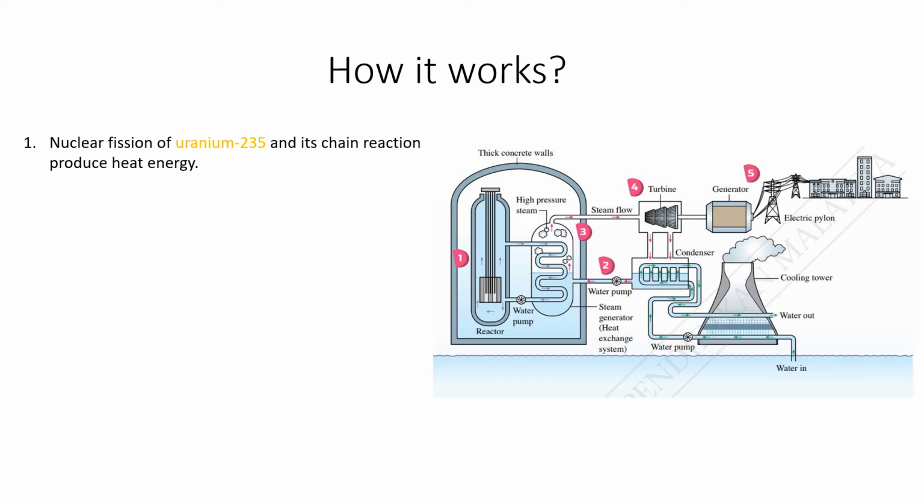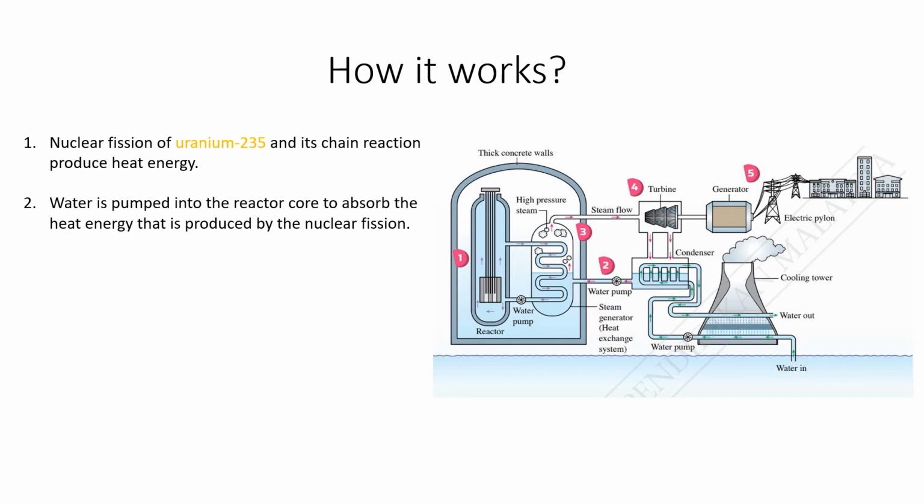The specific enriched metal, called uranium-235, is used as fuel, and because the uranium availability is limited, nuclear power is non-renewable, and it takes millions of years to replace. Its chain reaction produces heat energy. Next, water is pumped into the reactor core to absorb the heat energy that is produced by the nuclear fission.